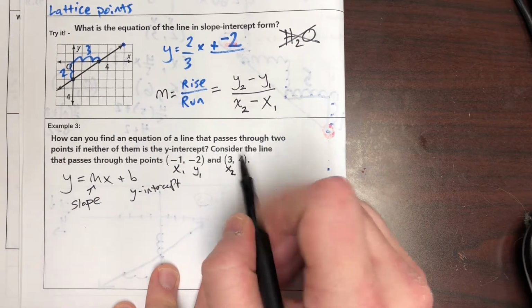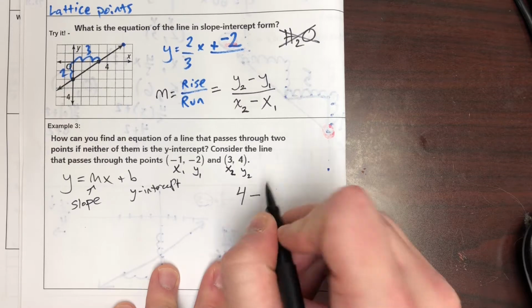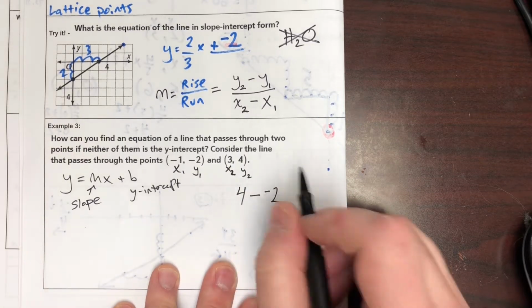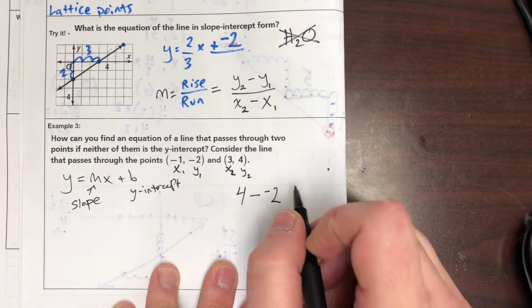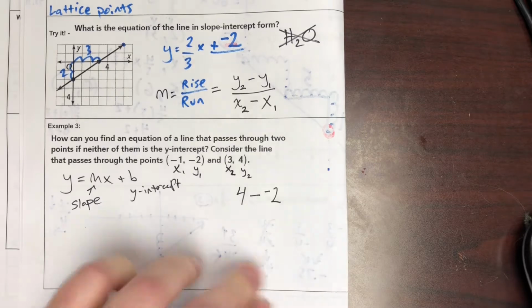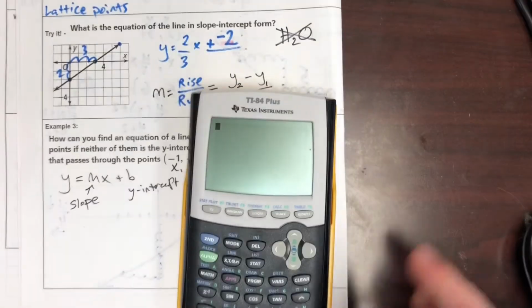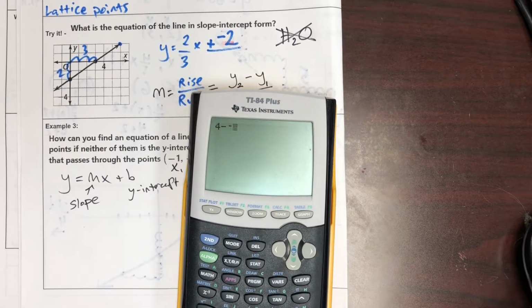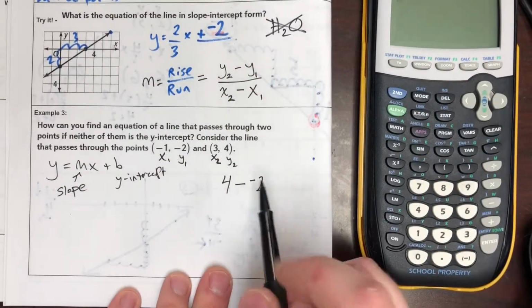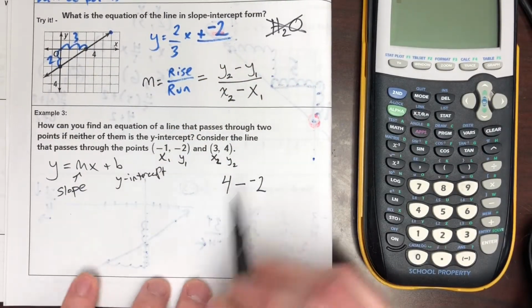Okay, so y2 is 4 minus y1 is -2. So I'm doing 4 minus -2. If you struggle with stuff like this, just remember, you can use your calculator. You can literally go to your calculator. Let me see if this one works. It does, cool. Say 4 minus -2. It's fine. But we can also talk about how it works too.